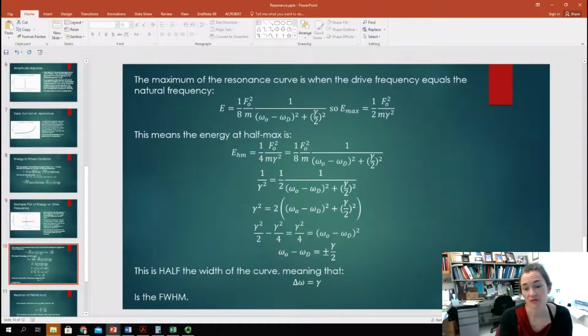Okay, now this omega naught minus omega drive, that's half the width of my curve, because the center of my curve is at omega naught, and omega drive would be to the left of that on the curve and to the right of that on the curve. So twice omega naught minus omega drive would be the full width half max of my curve. So that means that the full width half max of my curve, which is often called delta omega, is equal to gamma. Okay? Remember that gamma is c over m. So delta omega is equal to gamma, the full width half max of my curve.